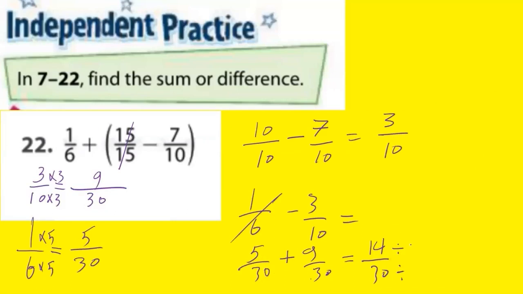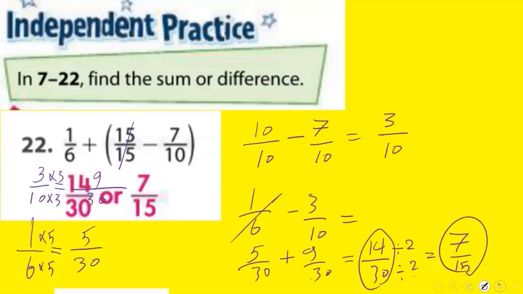Make the simplest form, divided by 2 up and down. 14 divided by 2 equals 7. 30 divided by 2 equals 15. So it will equal 14 over 30 or 7 over 15. Check the answer. It is the C.